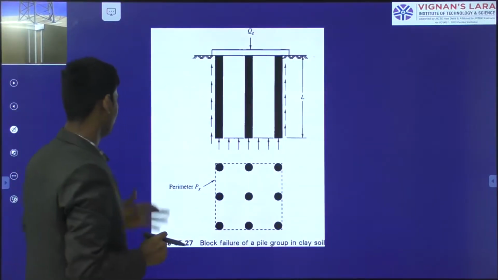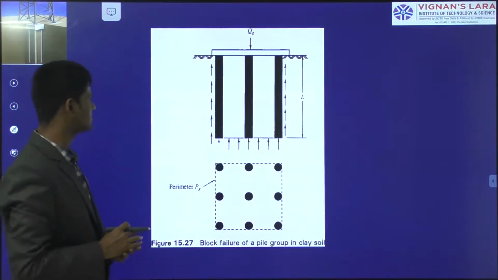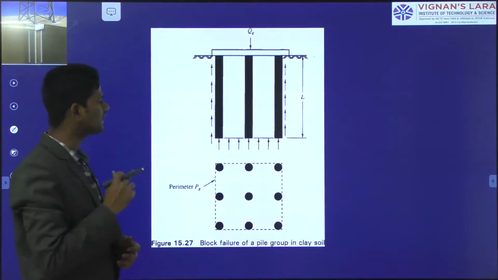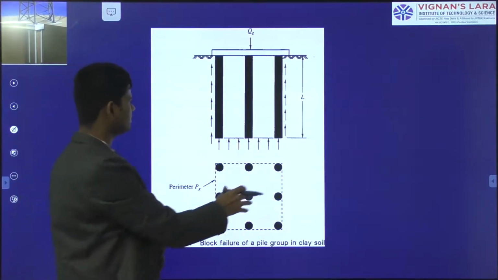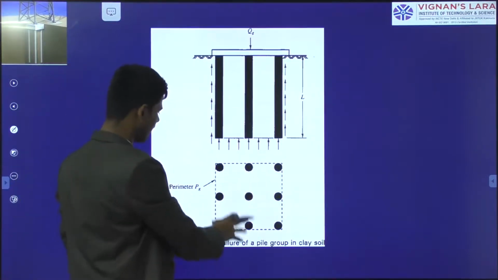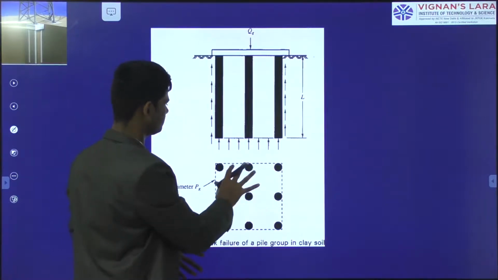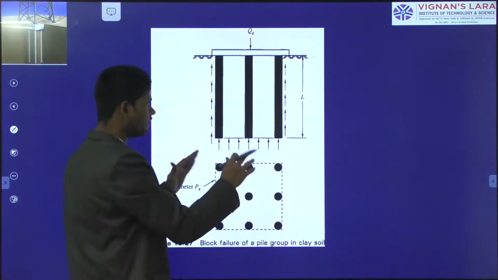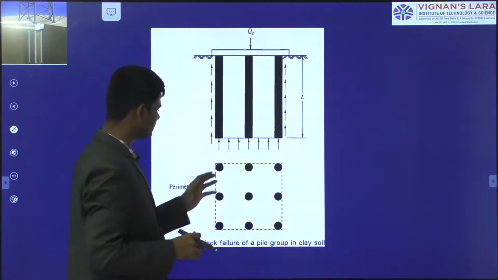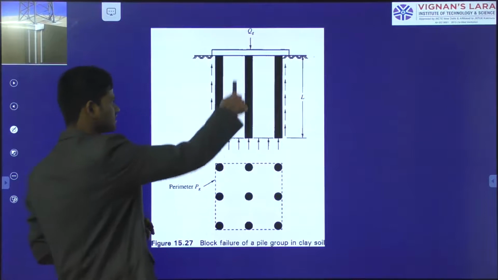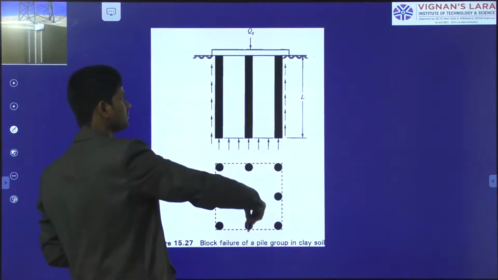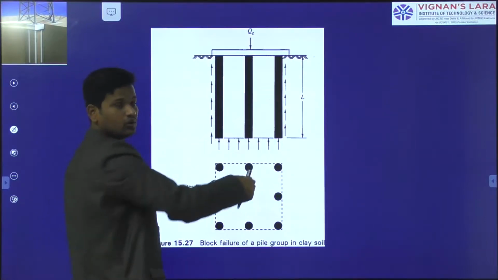If you observe this diagram, this is the image of how the load will be transferred in group action of the piles. Here this is the cross section or block failure of the piles in an example. In the top view, this is how the piles look, and in the cross sectional side view, this is how the piles will look.